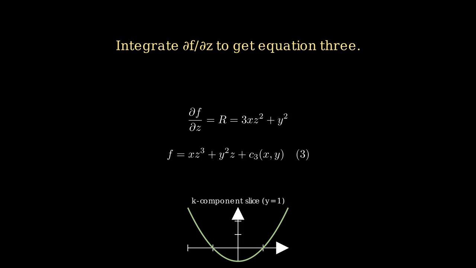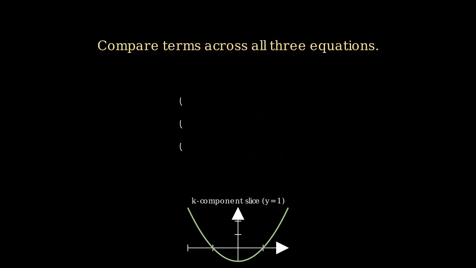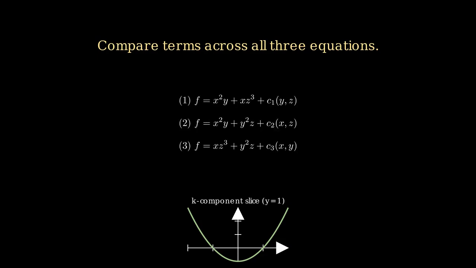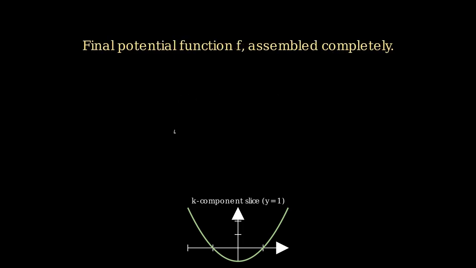Call this equation 3. Now compare all three equations term by term. Every distinct term that shows up in any one equation has to show up in the final answer. Collecting across all three, x squared y appears in equations 1 and 2, xz cubed appears in equations 1 and 3, and y squared z appears in equations 2 and 3. This tells us the unknown function in equation 1 must be y squared z, the unknown function in equation 2 must be xz cubed, and the unknown function in equation 3 must be x squared y.